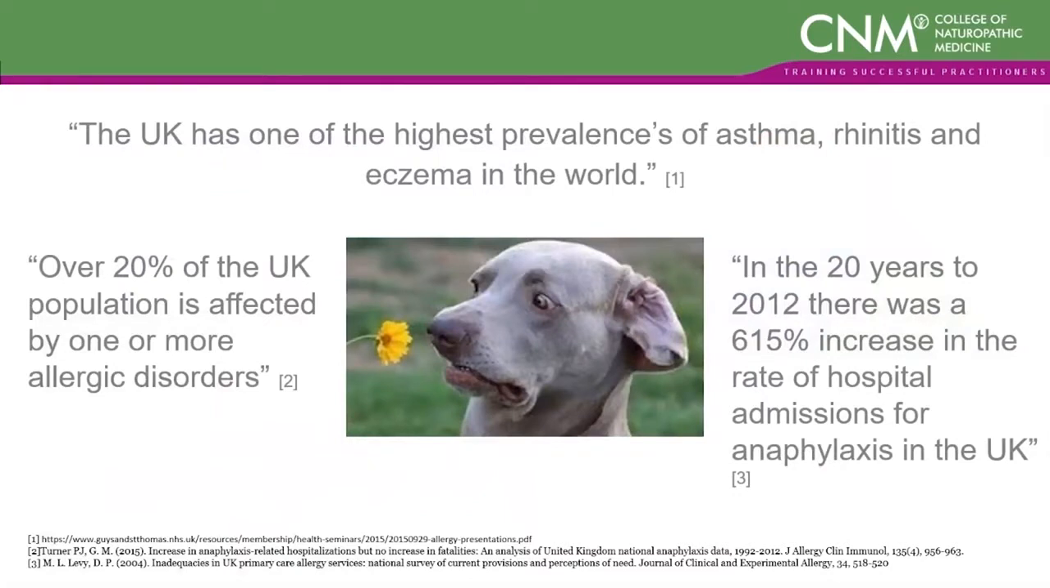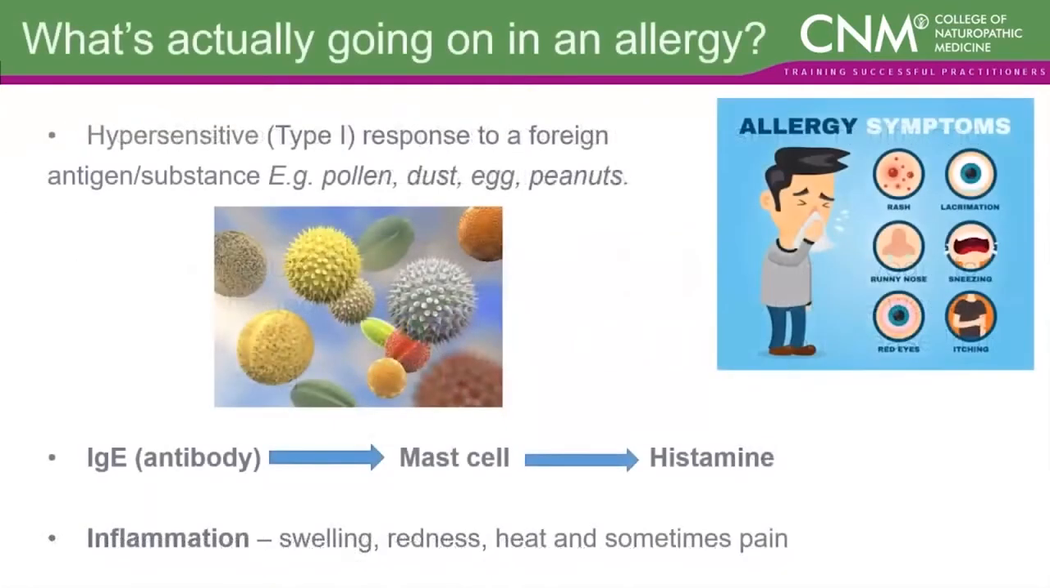Now, remember that anaphylaxis was the most extreme form of atopy, where we have closure of the airways. This is a medical emergency, a 615% increase. Now, these are just a few little statistics. But really, when we start looking at these levels, and allergies and atopic conditions are on an ever increasing incline, we really need to question, what in the world are we doing? Why are we developing such an extensive hypersensitivity response to what should be normal foreign substances? So what is actually going on in an allergy?